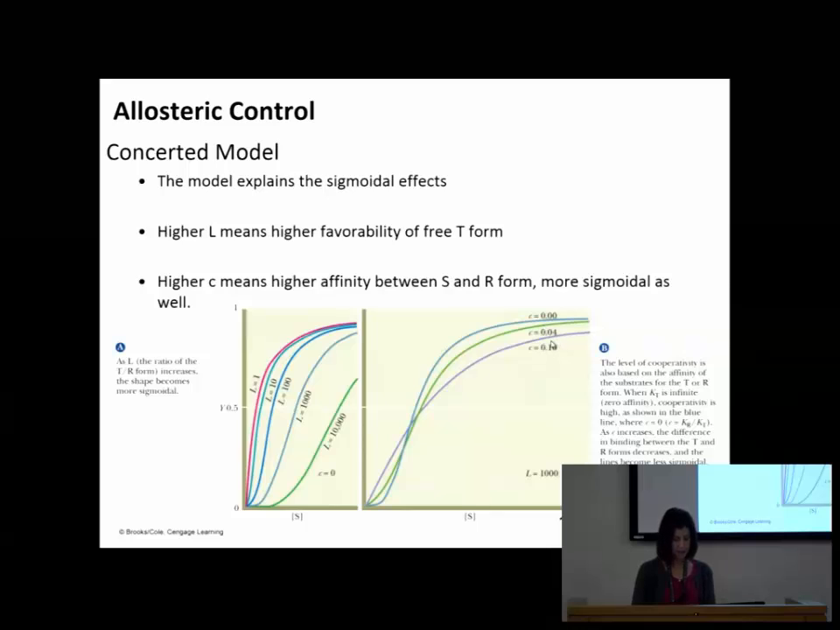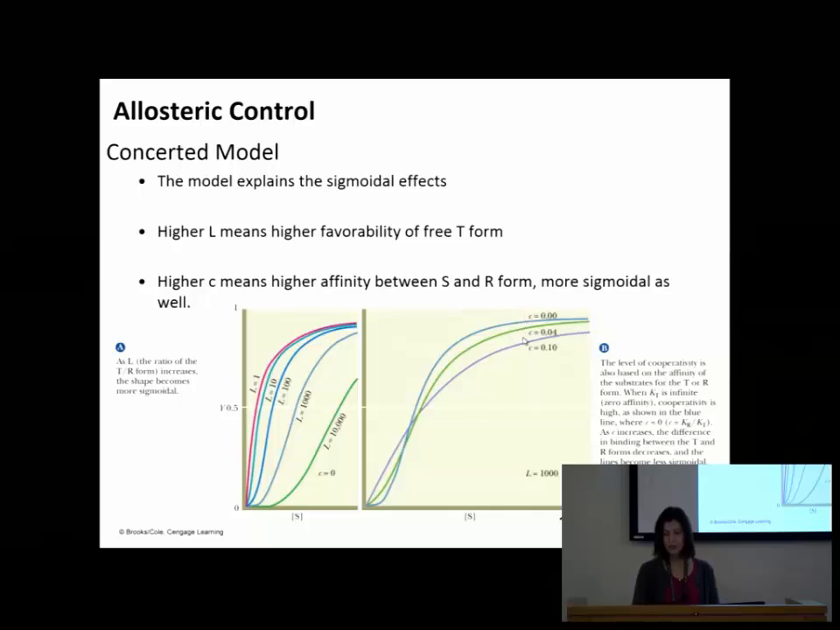So it's not sigmoidal. This higher C means that the substrate likes both the taut and relaxed. But if you can see in the blue, the lower C means that the substrate likes the relaxed a lot more than the taut. So as you increase the C, or cooperativity term, you're losing that sigmoidal shape, meaning that there's really no difference between the taut and the relaxed.